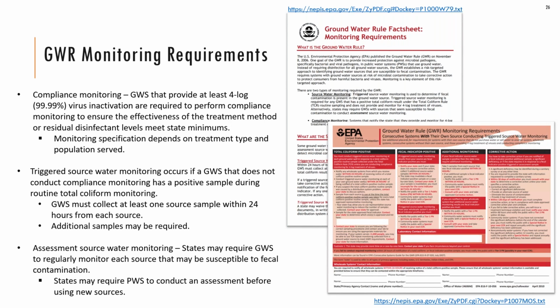When those return total coliform positive again, corrective actions will be taken to increase source water protection. There's also assessment source water monitoring, which states can require groundwater systems to conduct if they believe that a groundwater system is specifically susceptible to fecal contamination. For example, if there's a septic system in the vicinity of the source, they might be required to do assessment source water monitoring. States might also require this monitoring when systems begin to use a new source. So these requirements can again be found on the monitoring requirements fact sheet.